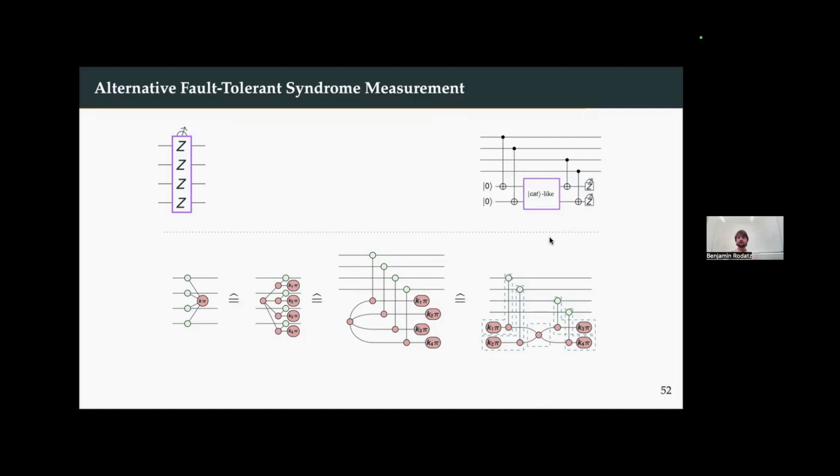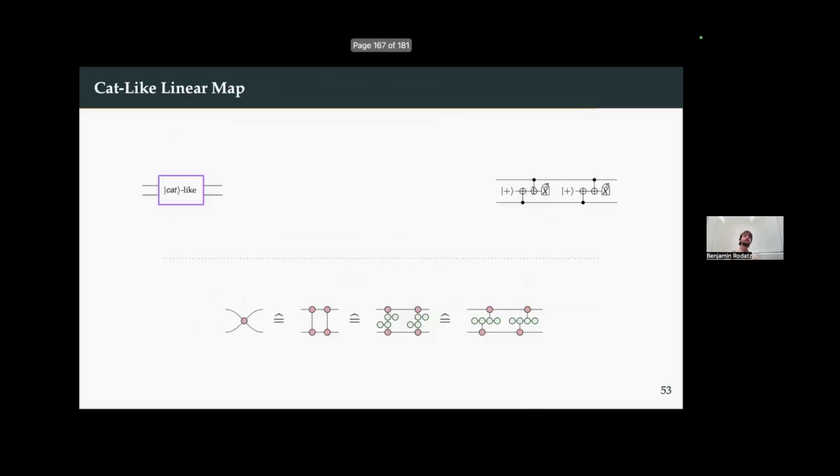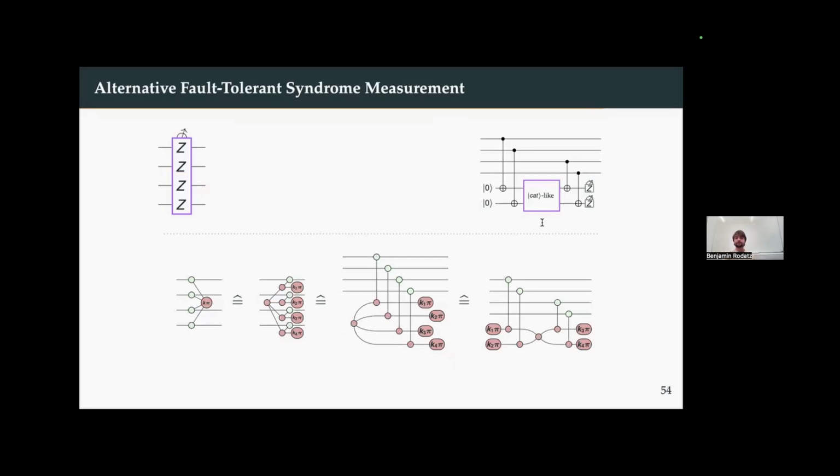But now, instead of having to prepare the cat state fault tolerantly, we have to implement this cat-like linear map fault tolerantly. Using our rewrites, once again, we can come up with circuits that do that in practice. So we found a way to fault tolerantly implement something that is fault equivalent to Shor-style syndrome extraction, but uses fewer auxiliary qubits. And we don't have to stop there.